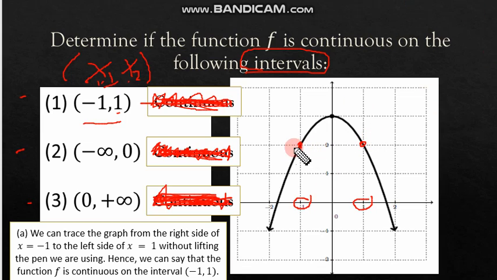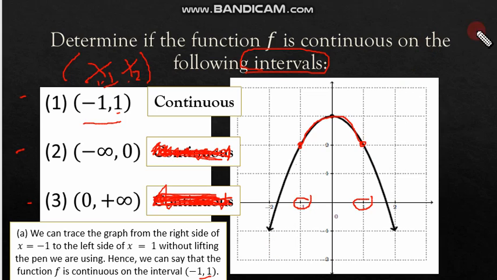Now we will trace the graph from the right side of x equals -1 to the left side of x equals 1 without lifting the pen we are using. Thus, we can say that the function is continuous on the interval -1 to 1. So on that interval from -1 to 1, our function is continuous.